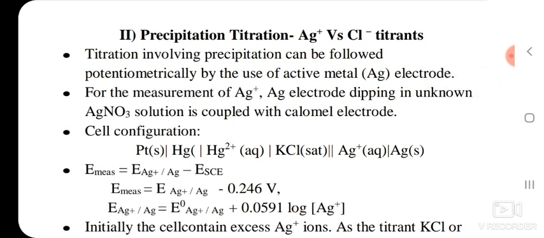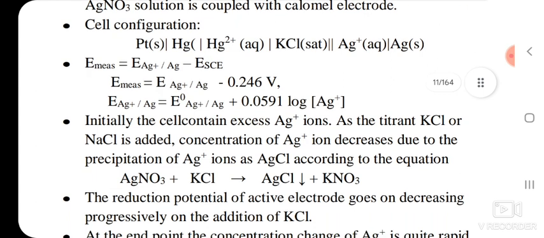Precipitation titration, silver versus chloride titrants. Titration involving precipitation can be followed potentiometrically by the use of an active metal Ag electrode. For the measurement of Ag+, an Ag electrode dipping in unknown AgNO3 solution is coupled with a calomel electrode.